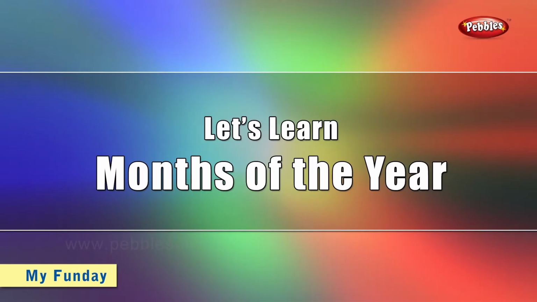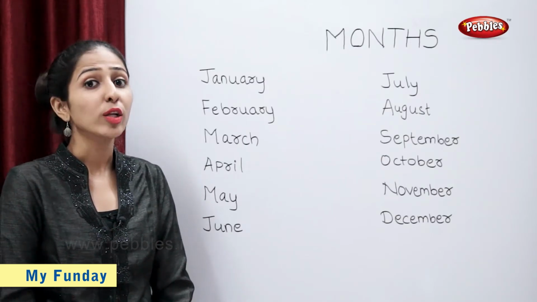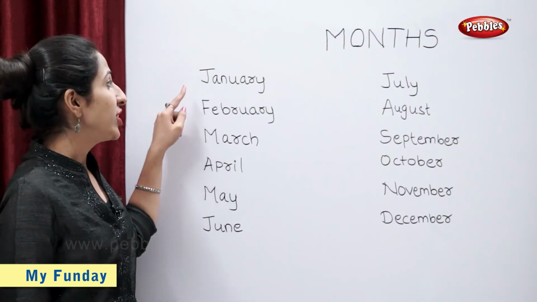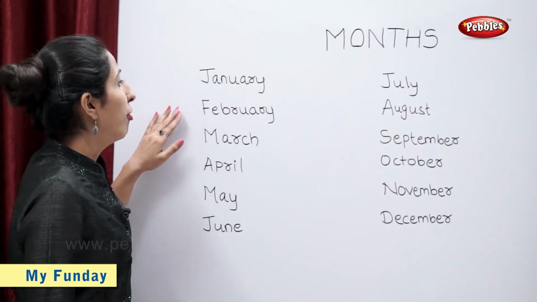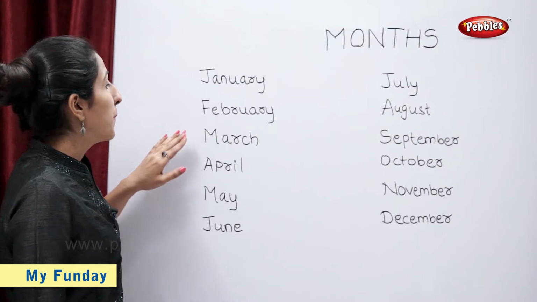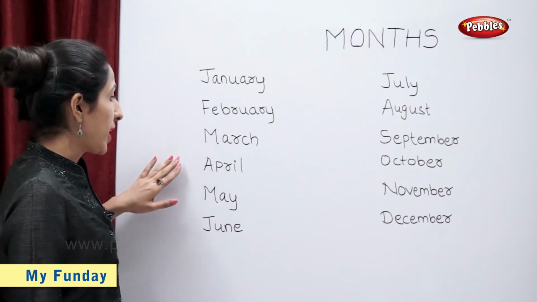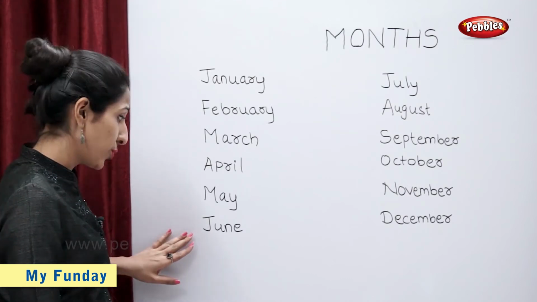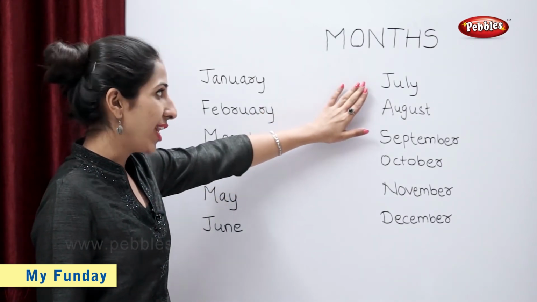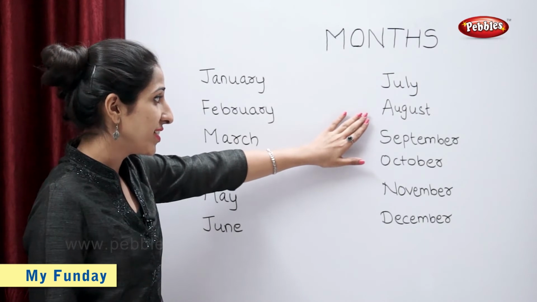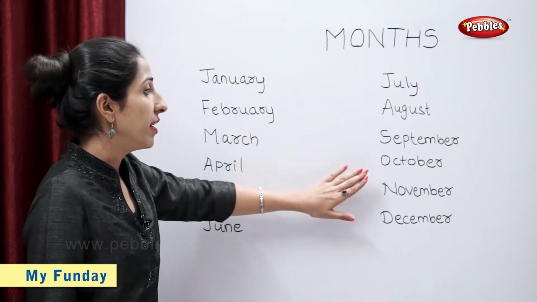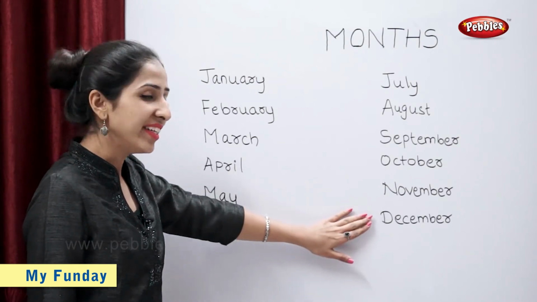Let's learn months of the year. There are 12 months in a year. They are January, February, March, April, May, June, July, August, September, October, November, and December.